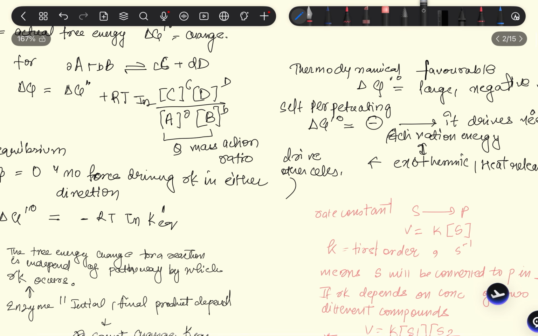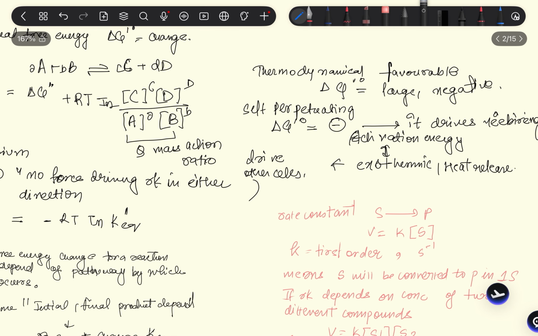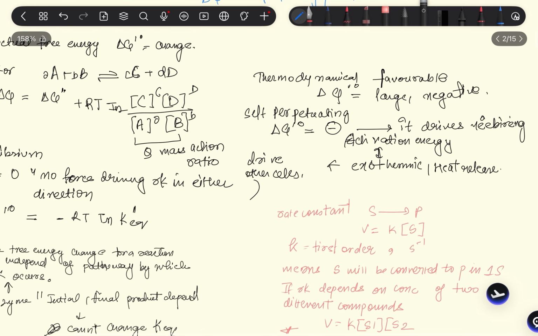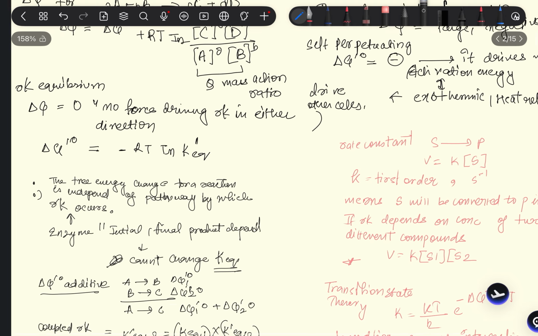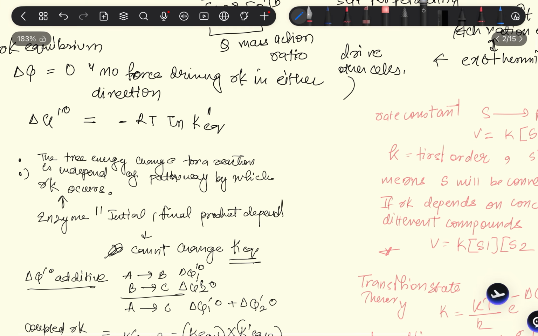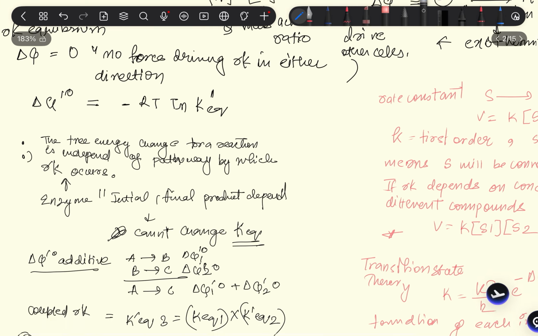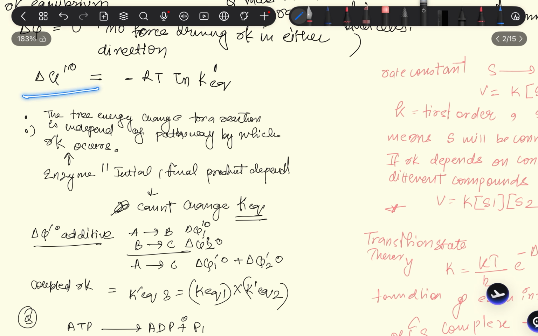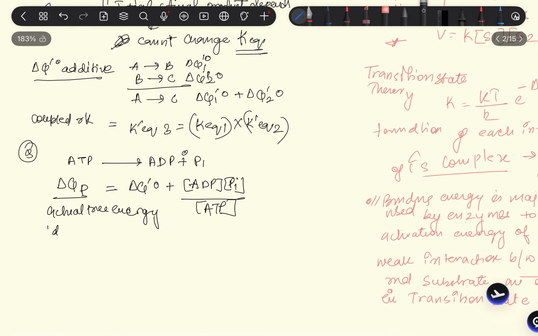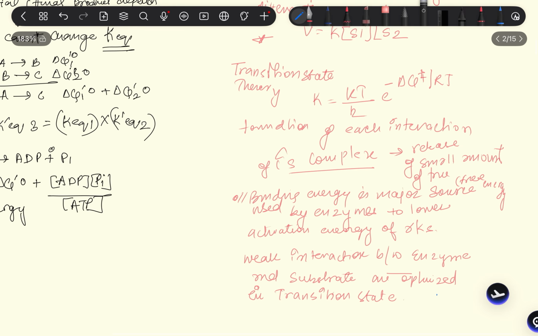Now, the important thing is that if delta G is negative and very large, then the reaction is very favorable. And this is not what people talk about as the activation energy, right? This thing is independent of the pathway. It only depends upon the initial and the final product, and it is additive in nature.